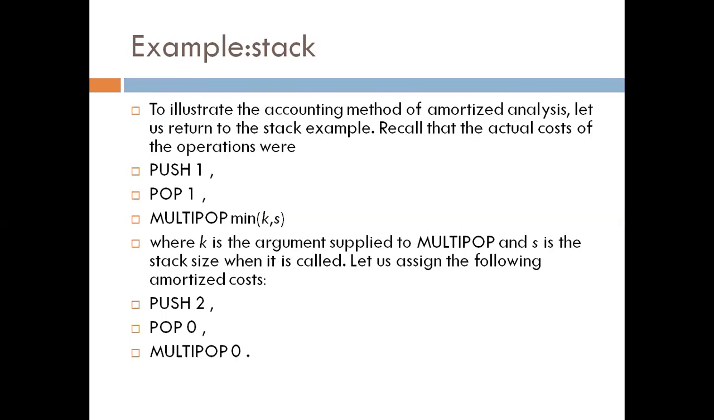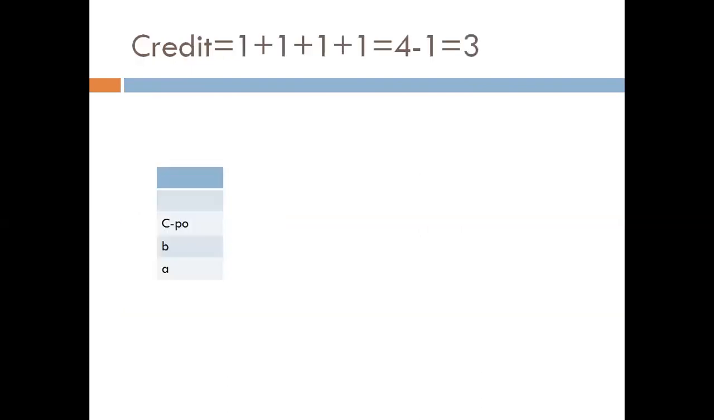Now here we assign the amortized cost for the push function as 2. Just see the difference. The actual cost of the push operation is 1, pop operation is 1, and multi-pop operation is the minimum value from k and s. The amortized cost for the push function we assign 2, the amortized cost for the pop function is 0, and for multi-pop is 0. Now we'll see one example here.